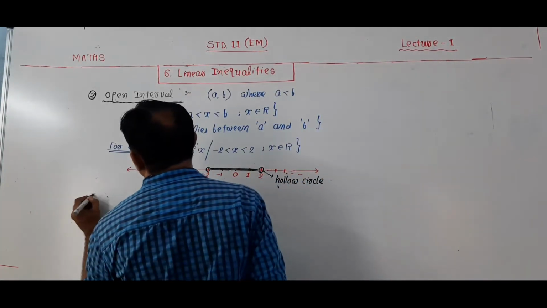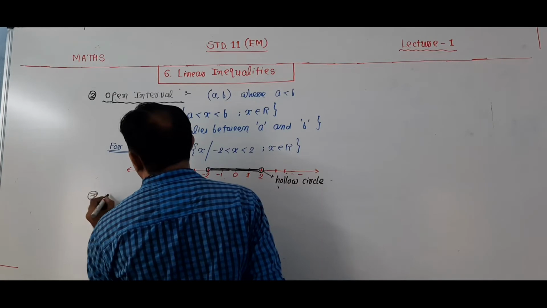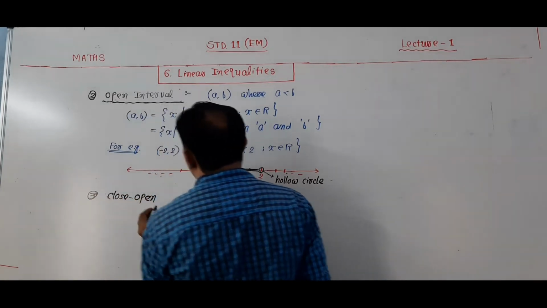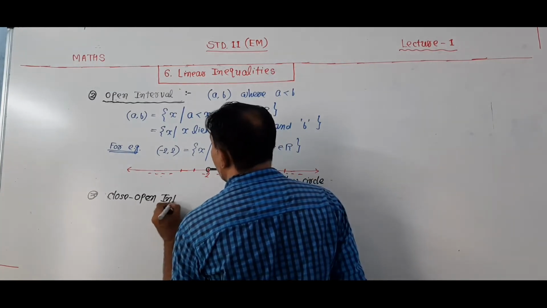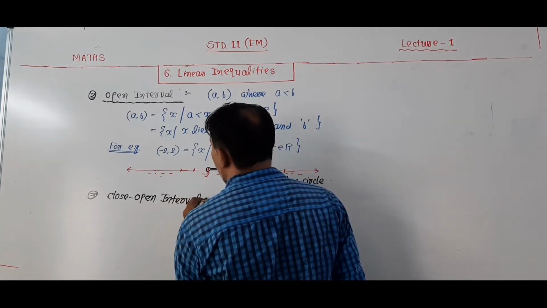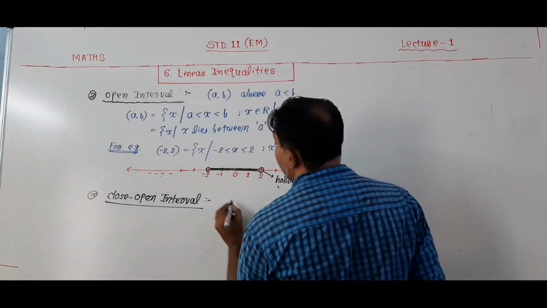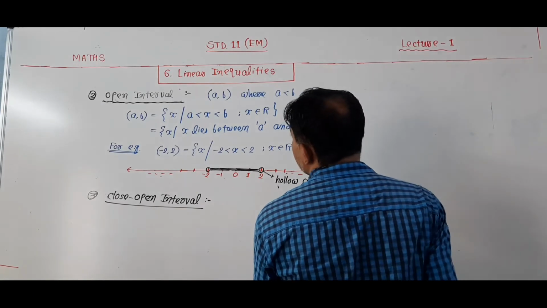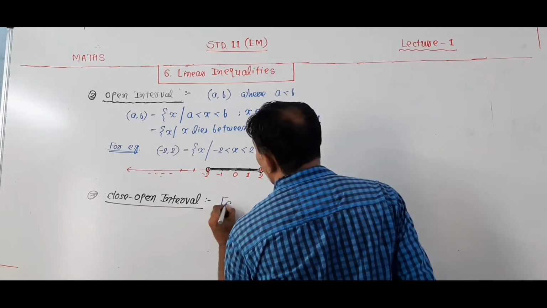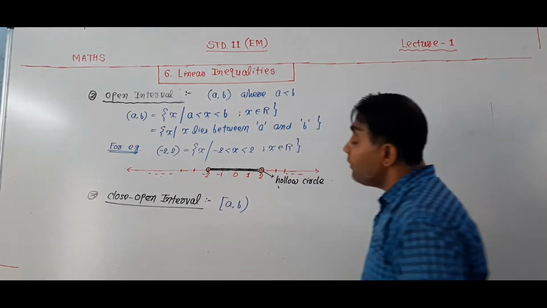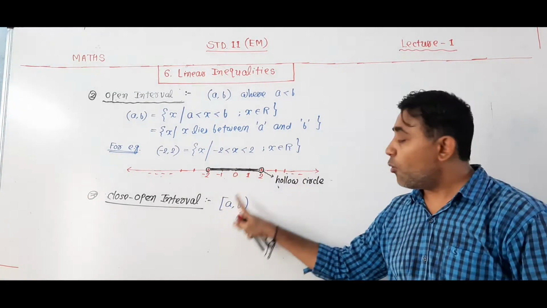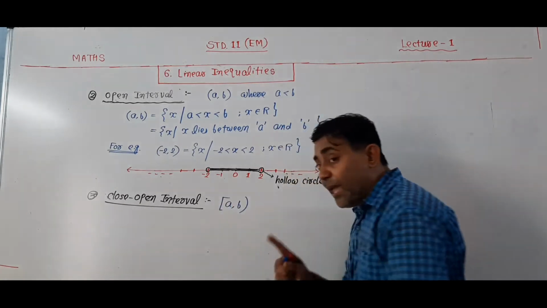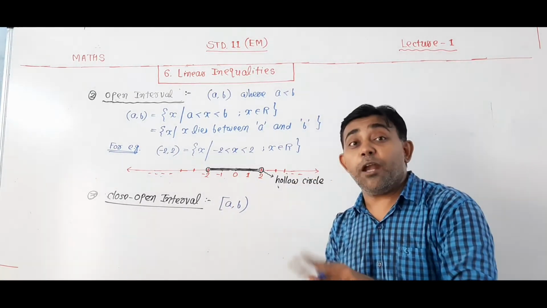Now the third type of interval is the closed-open interval. One side closed and one side open is a closed-open interval. It means, I think you now understand, this kind of interval can be written as closed a, open b. See, one side closed, one side open. So I think you easily understand. Now a is included and b is not included.